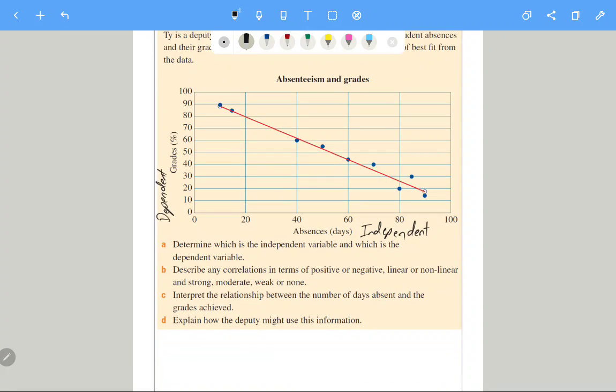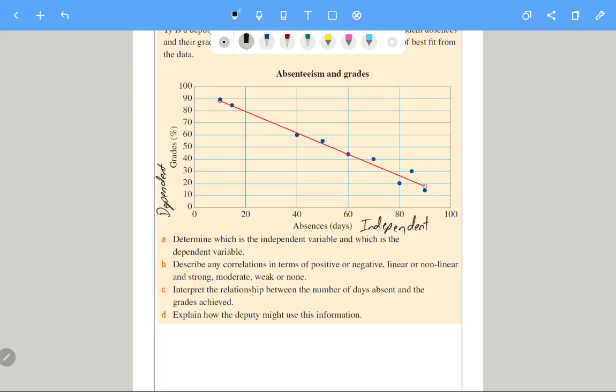Alrighty, so let's describe any correlation in terms of positive, negative, linear or non-linear, strong, moderate, weak. Alrighty, so pointing down to the right, that's negative. It is linear, it's a pretty straight line, and it's also quite strong. Points are very close to the line all the way around. So in total, we would get a strong, negative, linear relationship.